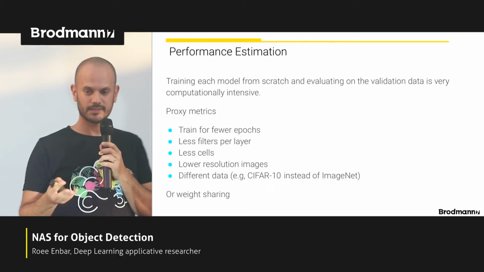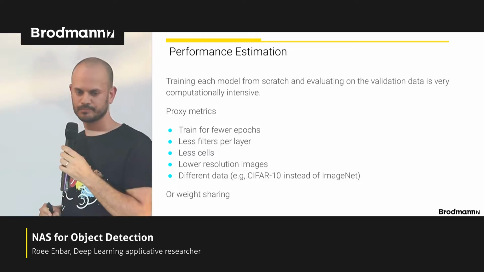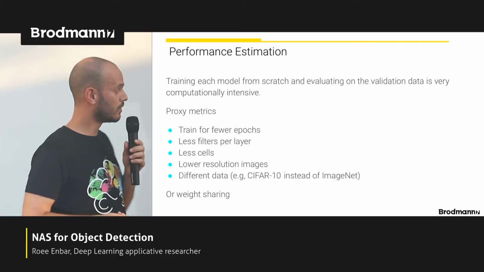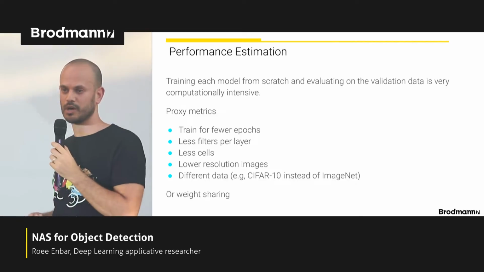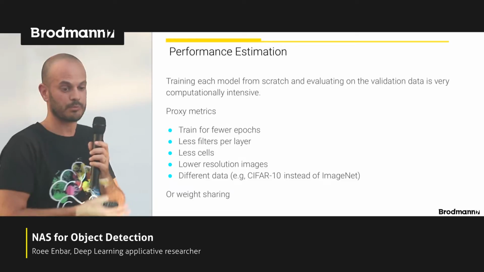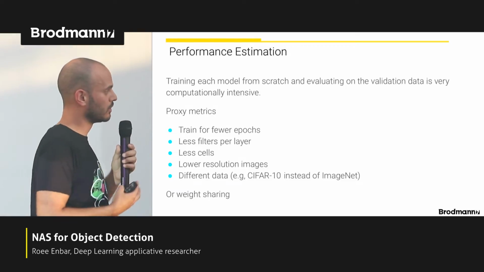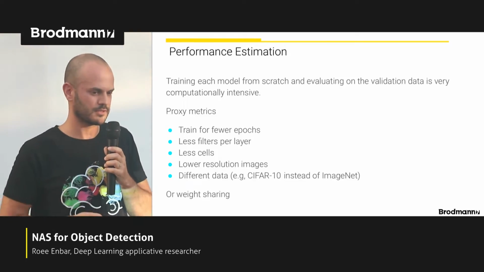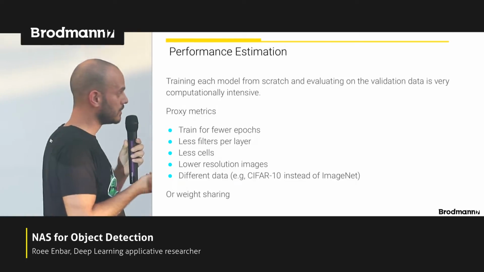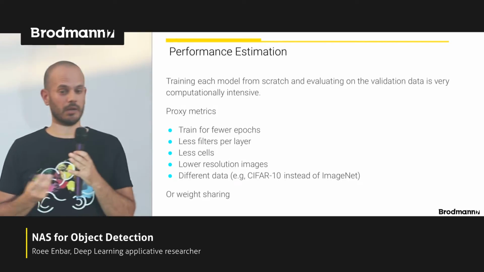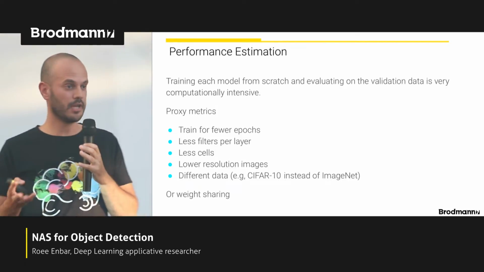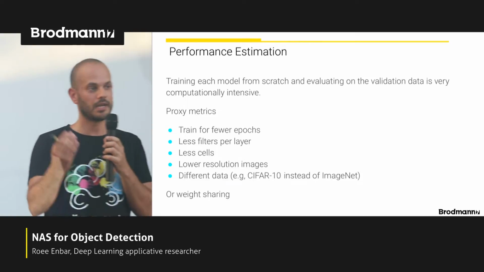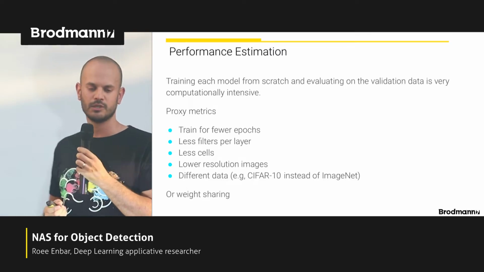I can use fewer cells. I'm going to talk about cells later. I can decrease the resolution of my input images, or I can even use different data sets, right? If I'm doing classification, I can use CIFAR-10 as a proxy data set, and then hope that my model is good enough for ImageNet, if ImageNet is my test task. Another way I can do this is by weight sharing between my models. I'm going to show you one way to do that later. Weight sharing, and then I don't need to train from scratch, and I lower the amount of time it takes to train the model.